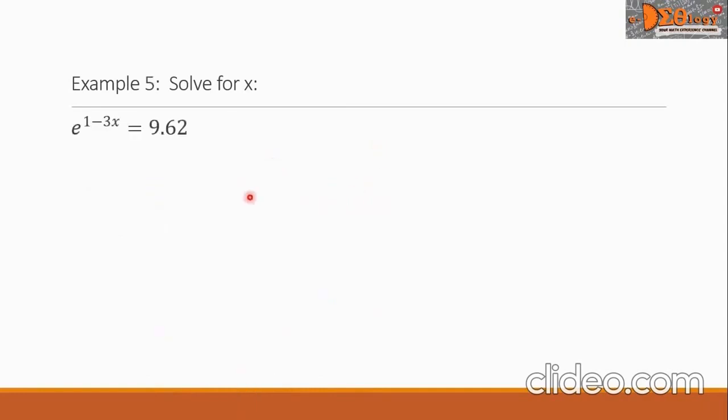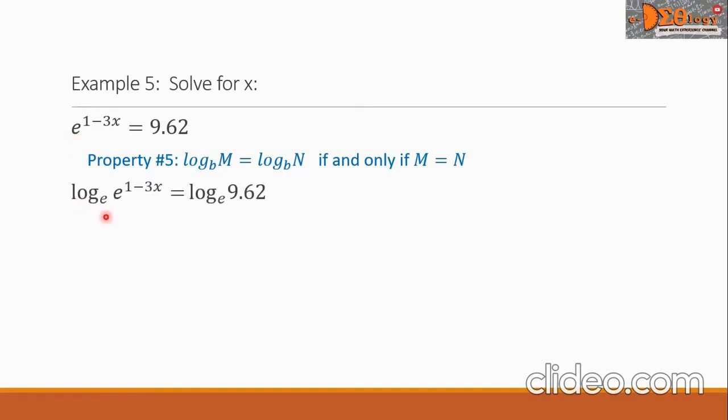Let us have example 5. Solve for x. We have e raised to 1 minus 3x equals 9.62. From property number 5, it says the log of capital M to base b equals the log of capital N to base b if and only if M equals N. In this equation, we are going to apply logarithm to both sides of the equation. But since this is a variable e, we are going to apply a log with base e. So we have log of e raised to 1 minus 3x to base e equals log of 9.62 to base e.